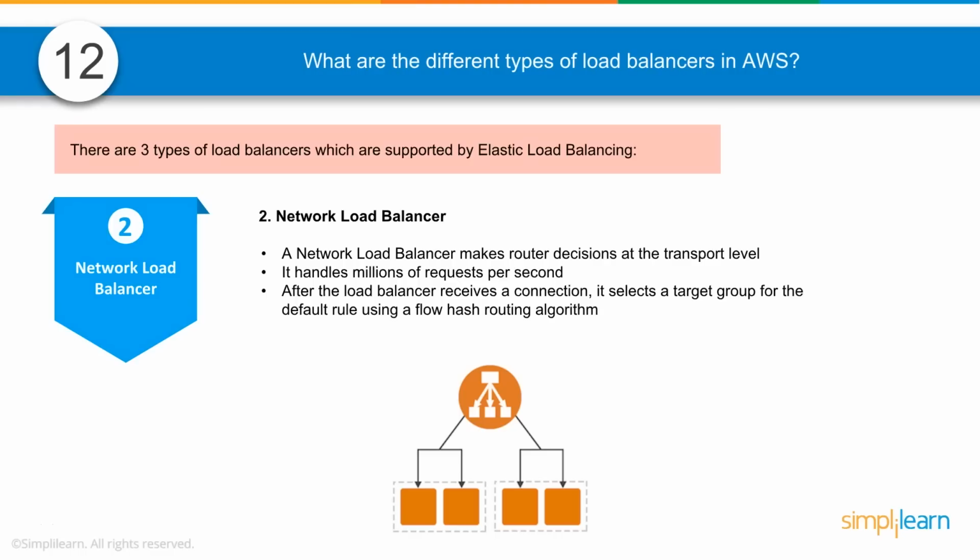On the other hand, we have the network load balancer, which makes routing decisions at the transport level. It's faster because it has very little to work on. It works on a lower OSI layer, so it has very little information to work with compared with the application layer. So comparatively, it's a lot faster, and it handles millions of requests per second. After the load balancer receives a connection, it selects a target group for the default rule using the flow hash routing algorithm. It does simple routing, right? It does not do path-based or port-based routing. It does simple routing, and because of that, it's faster.